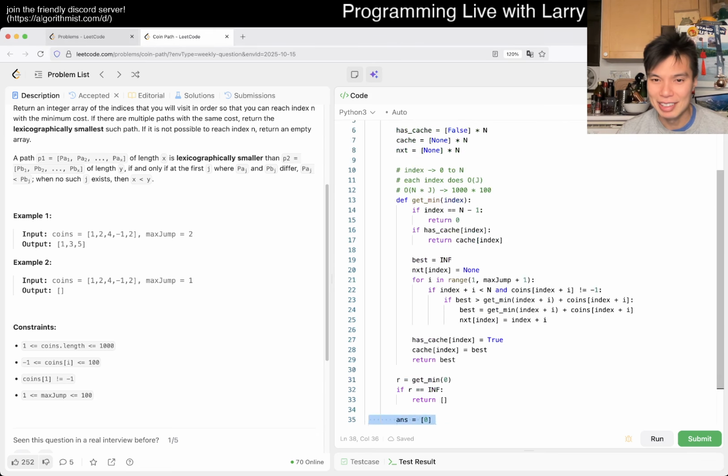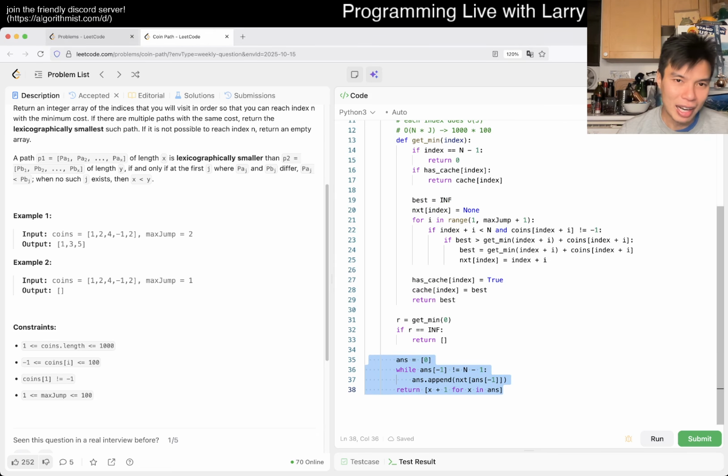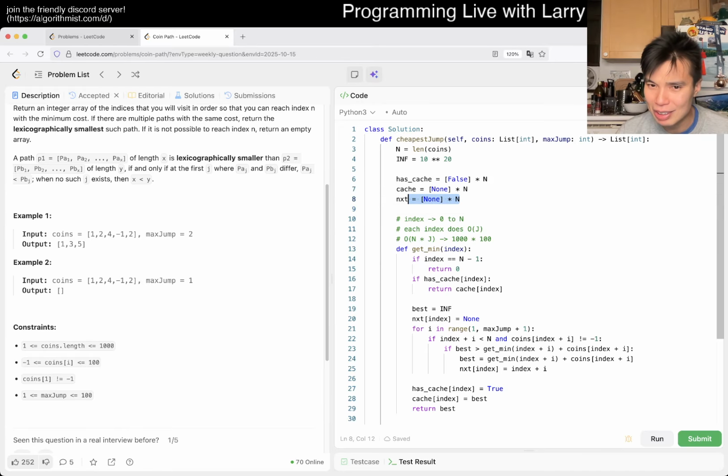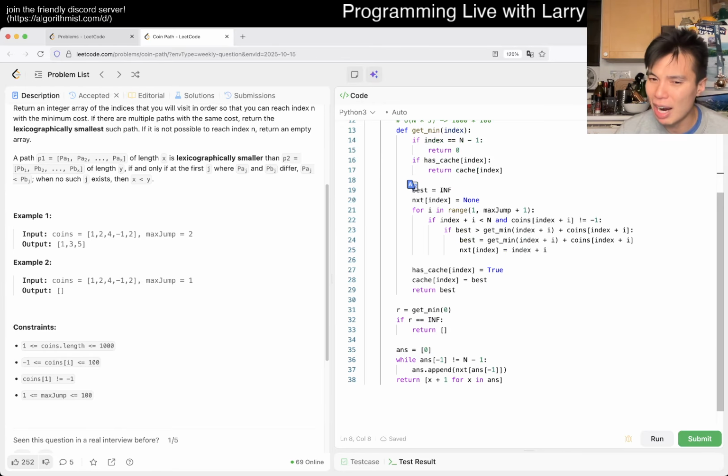Thanks for watching. As you can see, I wrote it in this way because the path reconstruction is not that bad. It can feel intimidating, and of course there are more complicated versions of path reconstruction, but this is pretty straightforward.